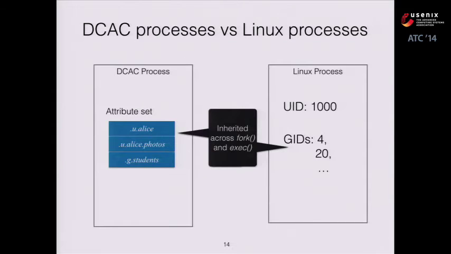Next, we'll talk about what credentials a process or a file may have in DCAC. In Linux, a process carries credentials like a UID and a list of GIDs. And similarly, in DCAC, a process carries a list of attributes, which we call the attribute set. Like the UID and GIDs, attributes are inherited across events like fork and exec.